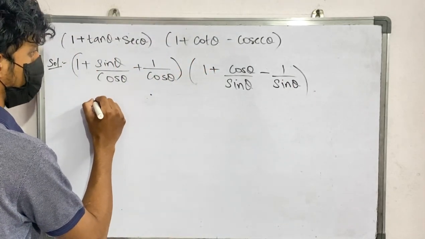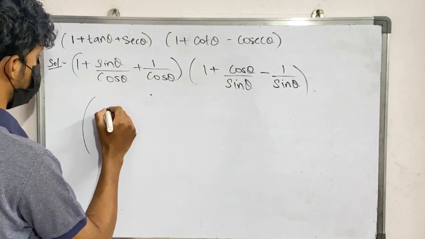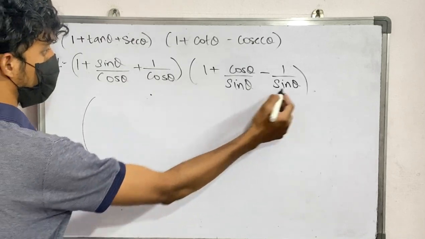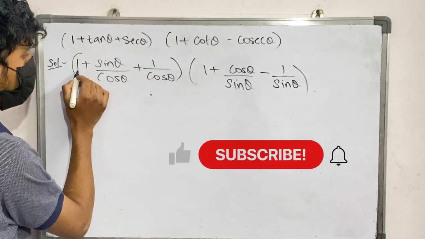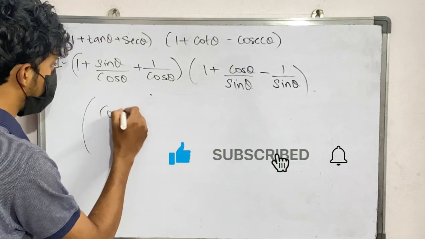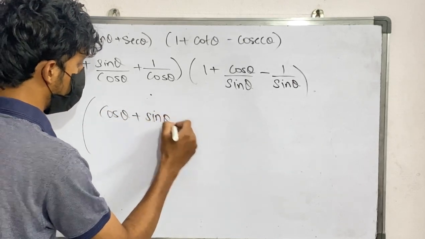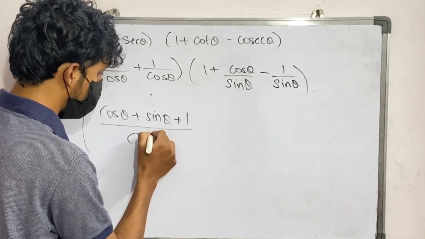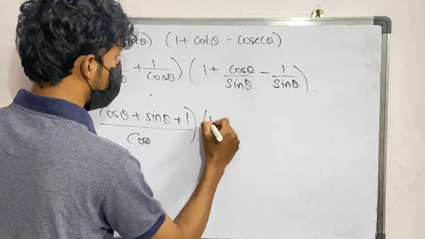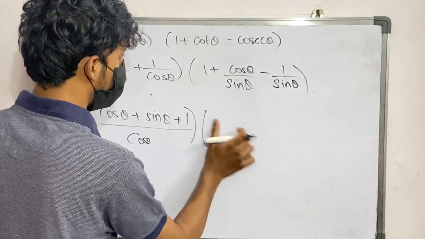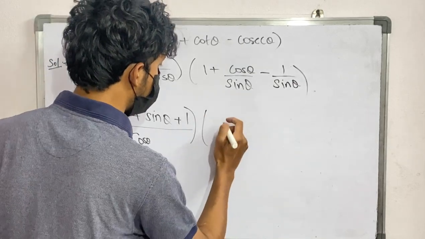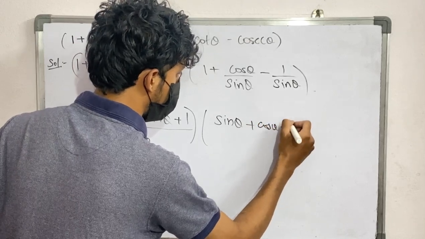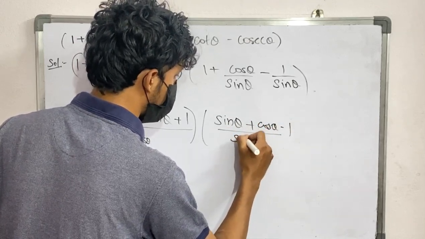Now we're going to take the LCM. So we have cos here, sin here, sin here. We need to multiply by cos to make the denominator cos. So (cos θ + sin θ + 1) by cos in the denominator as it is, and then 1 plus cos by sin minus 1 by sin, we take the LCM: (sin θ + cos θ − 1) by sin θ.